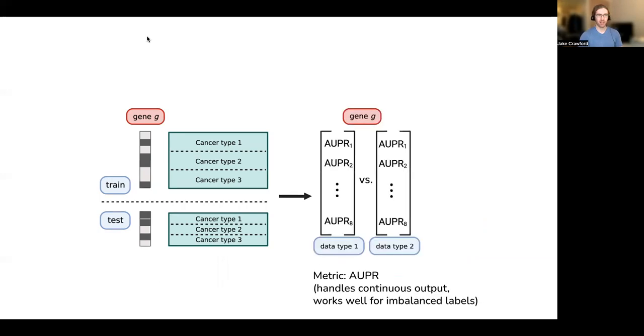As a metric, we're going to look at AUPR, area under the precision recall curve. The reasons are that it handles continuous output well, which is given by our elastic net classifiers, and it also works well for imbalanced labels. A lot of these genes are only mutated in a small subset of samples, and looking at AUPR tends to give more meaningful comparisons in that case.